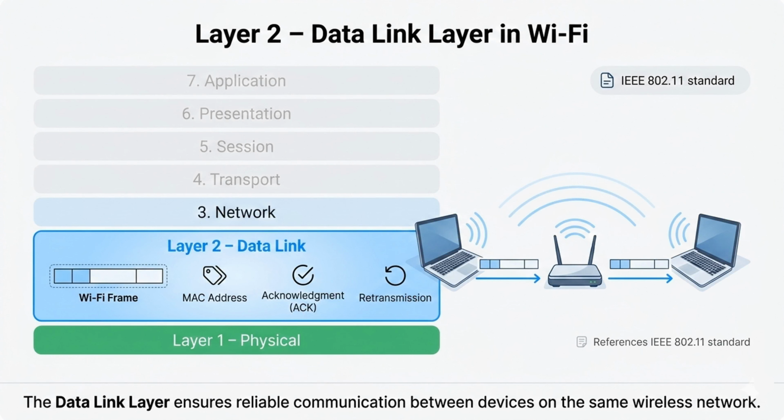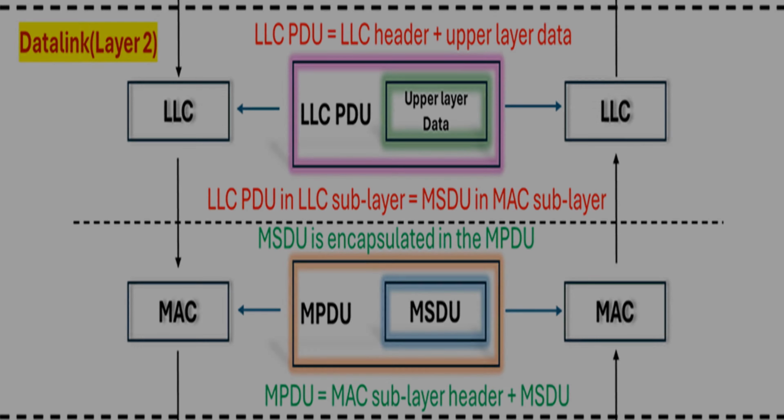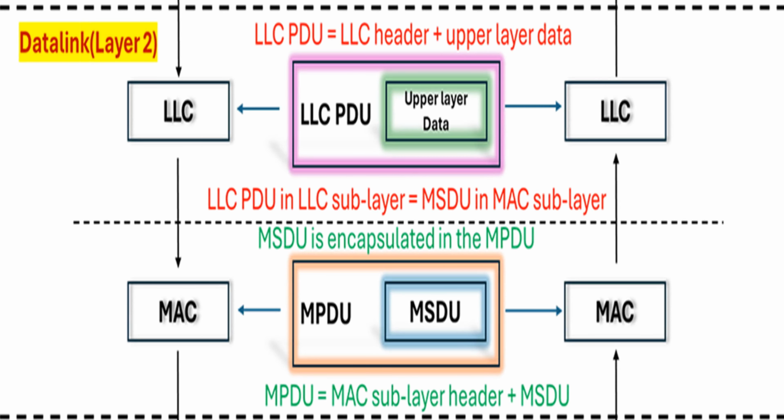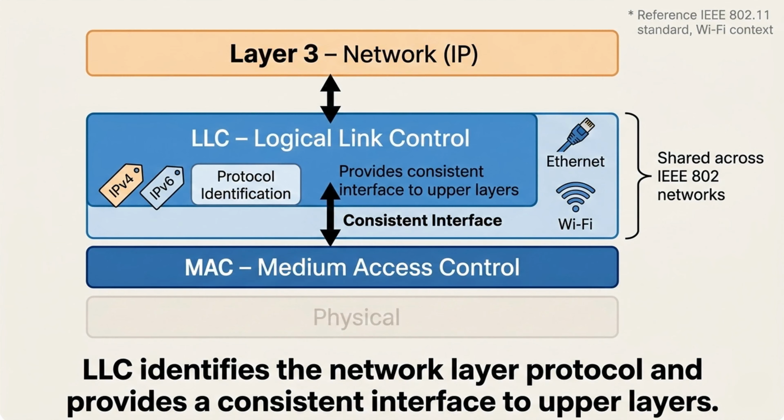Layer 2, data link layer. In Wi-Fi, defined by the IEEE 802.11 standard, the data link layer is responsible for reliable communication between devices on the same wireless network. The data link layer operates above the physical layer and is divided into two sublayers. Logical Link Control, LLC. This sublayer sits above MAC and provides an interface to layer 3. LLC identifies which network layer protocol is being carried, and provides a consistent interface to upper layers, shared across IEEE 802 networks such as Ethernet and Wi-Fi.